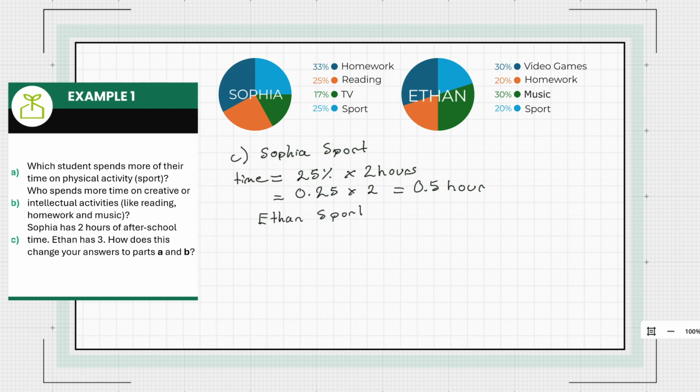sport is going to be equal to, instead of 0.25, 0.2 multiplied by 3 hours. Okay, and 0.2 multiplied by 3 hours is just going to be 20% of 3 hours. And that is just 0.6 hours spent by Ethan on sport.